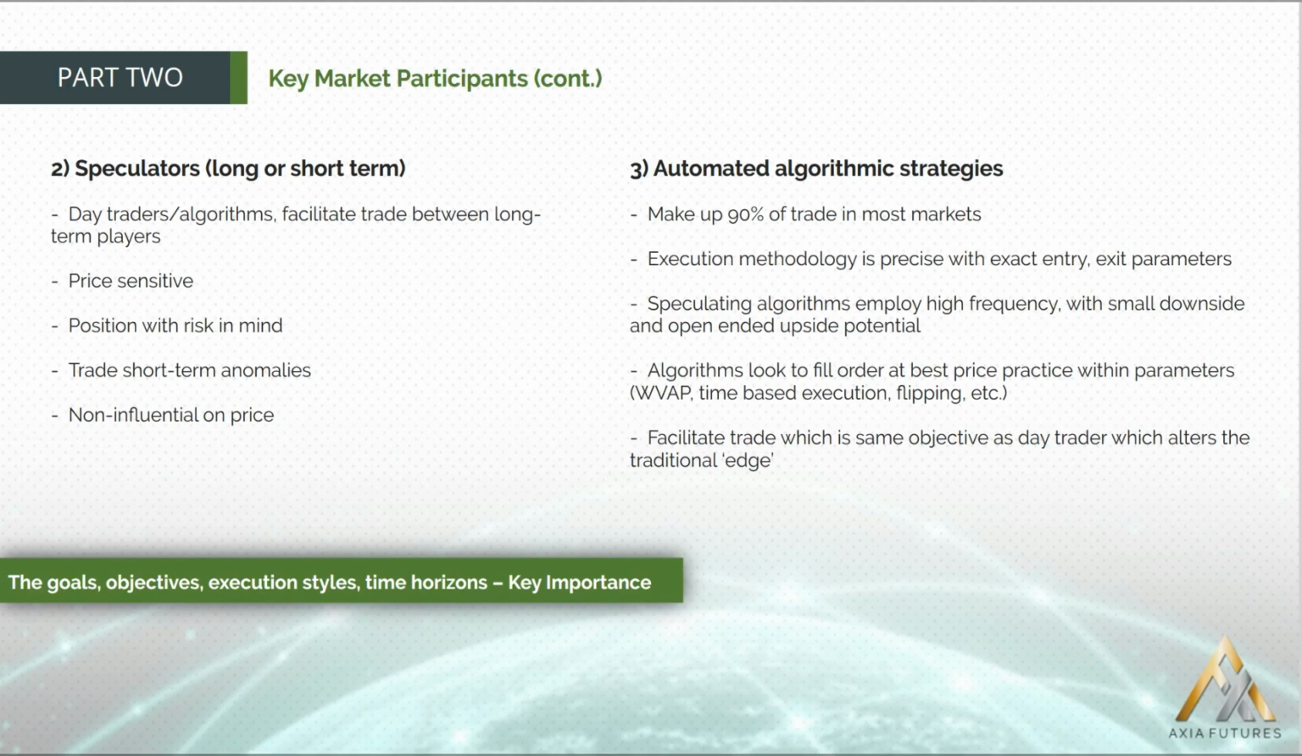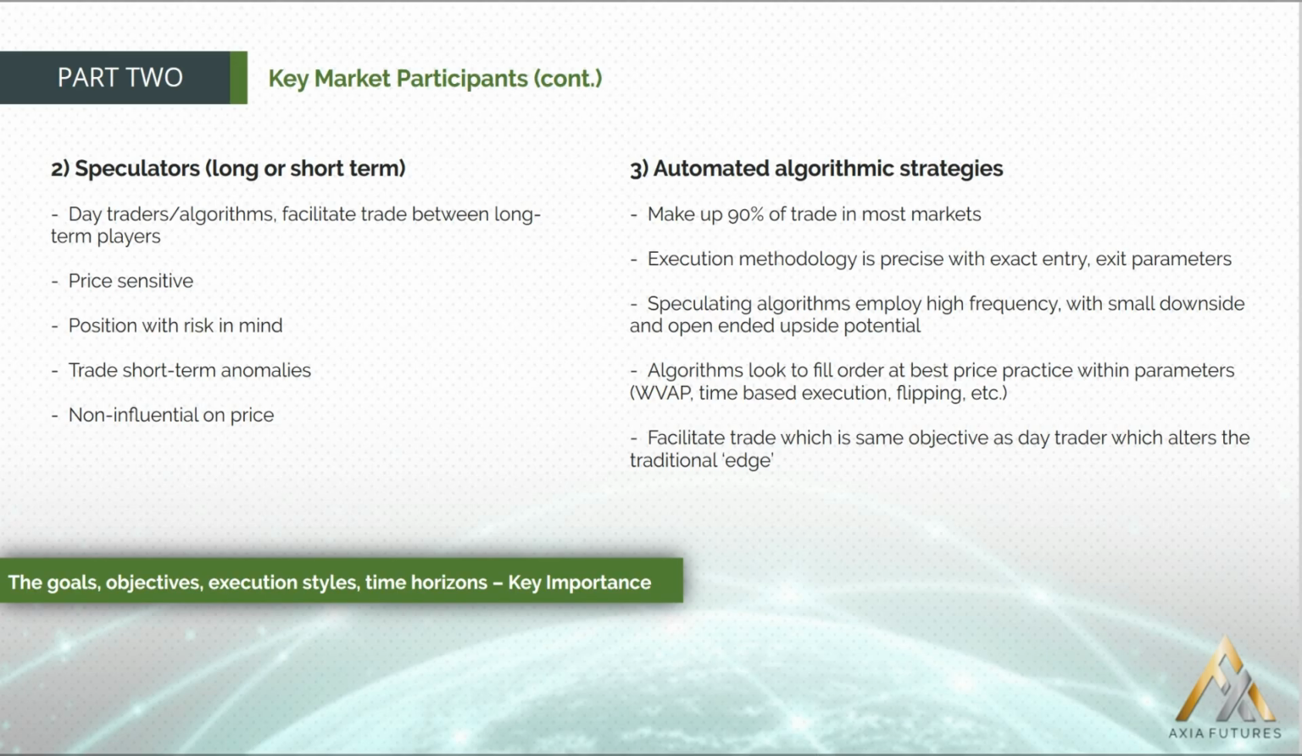Now, let's talk about the third key participant, the automated algorithmic strategy, or algos. Again, important to understand the key characteristics that make up these algorithms. Note, algorithms by their very nature are very short-term and they tend to make up roughly 90% of the trade in most markets. Now, it's key to understand this. If 90% of the trade is made up of short-term algorithms, we need to focus quite heavily on their objectives and goals, because we are going to be participating predominantly with these algorithms.